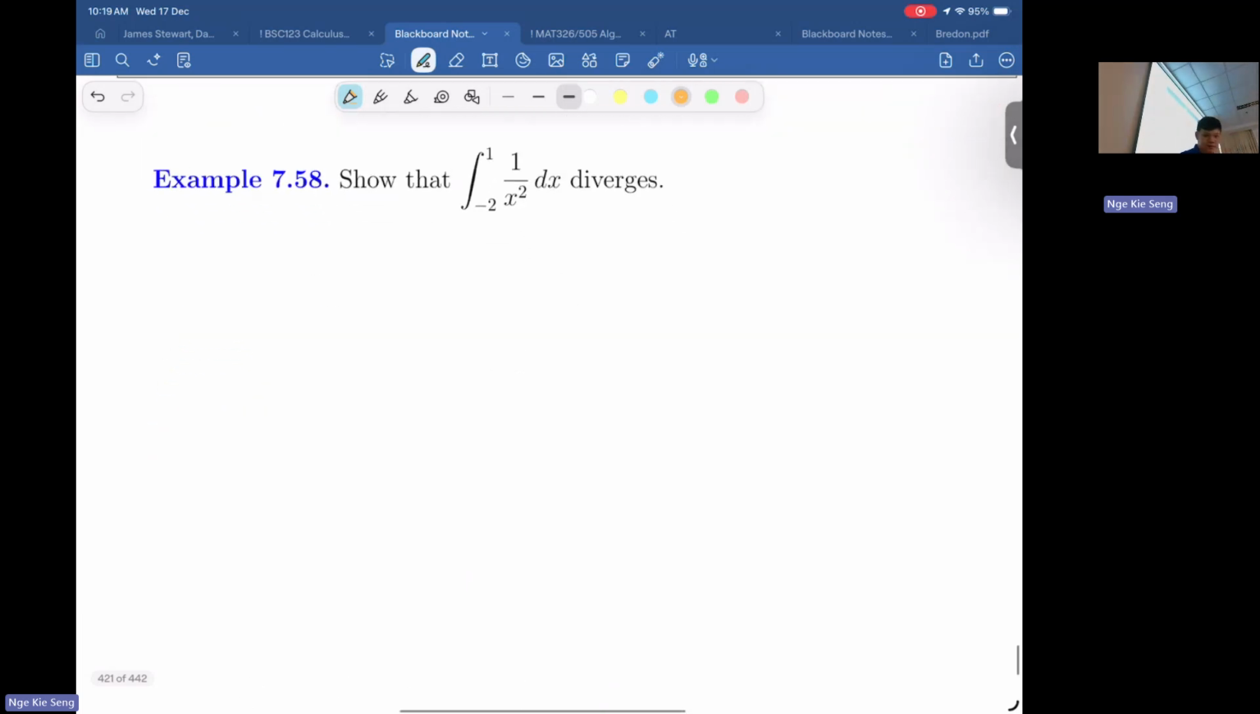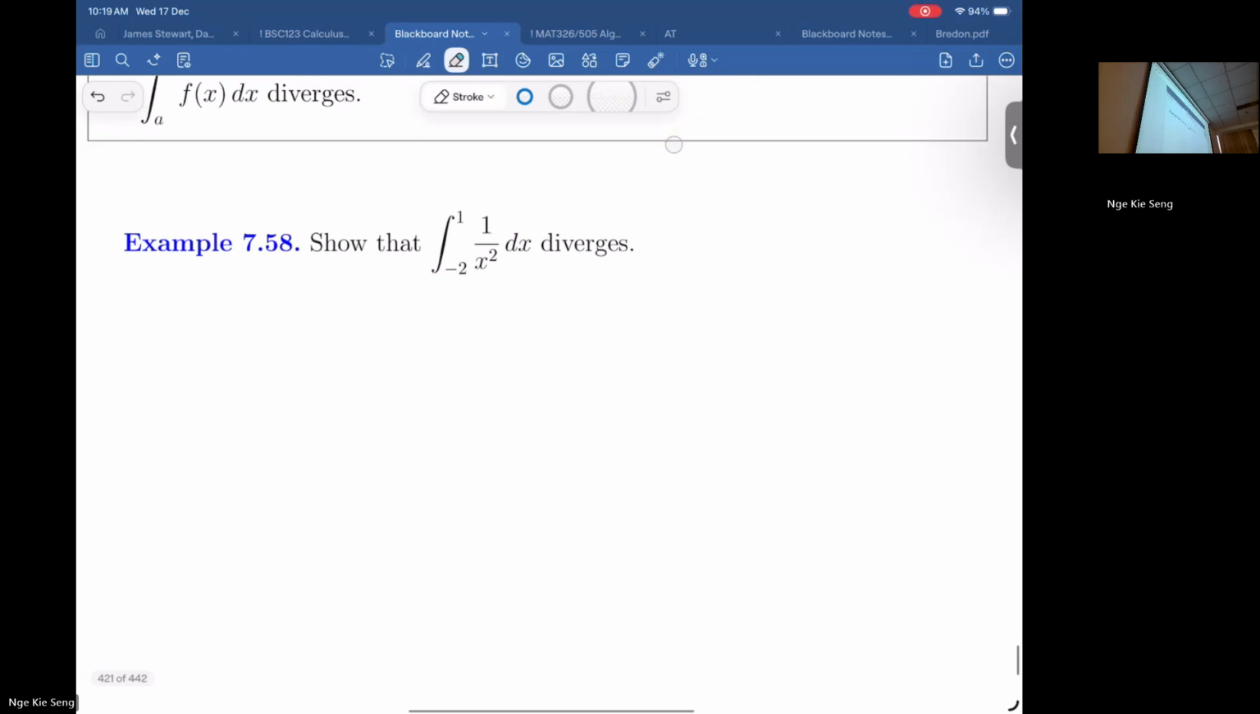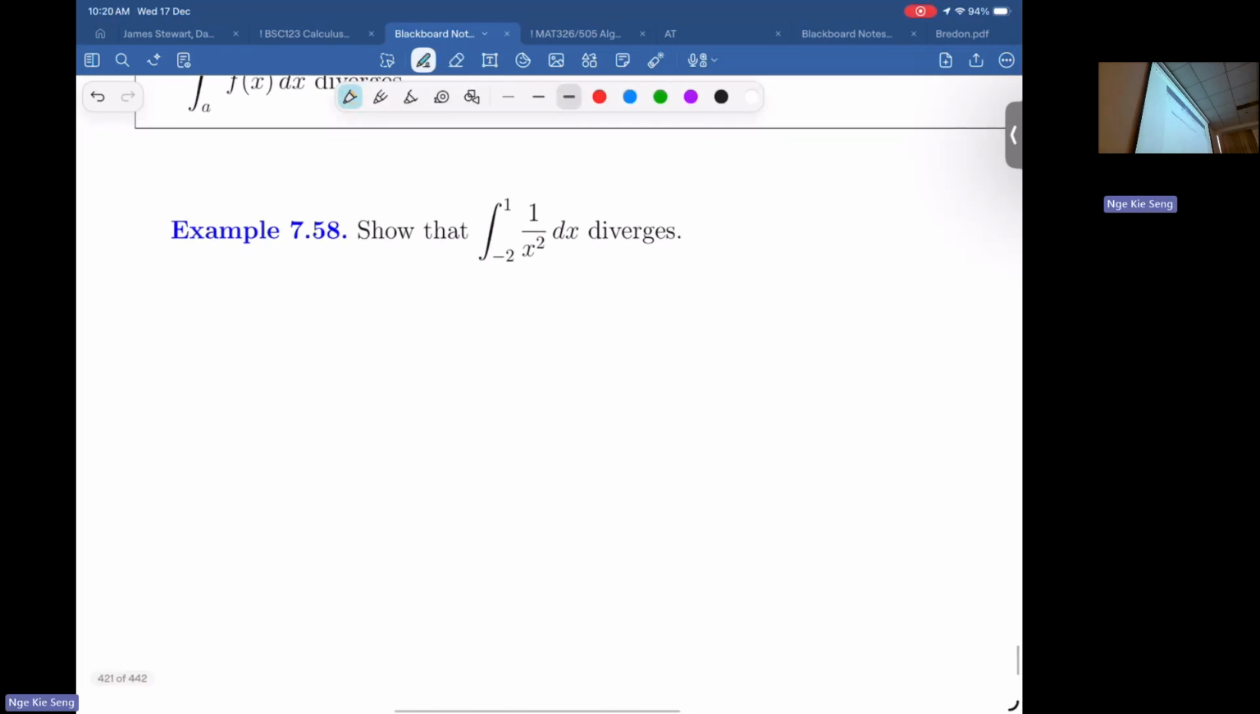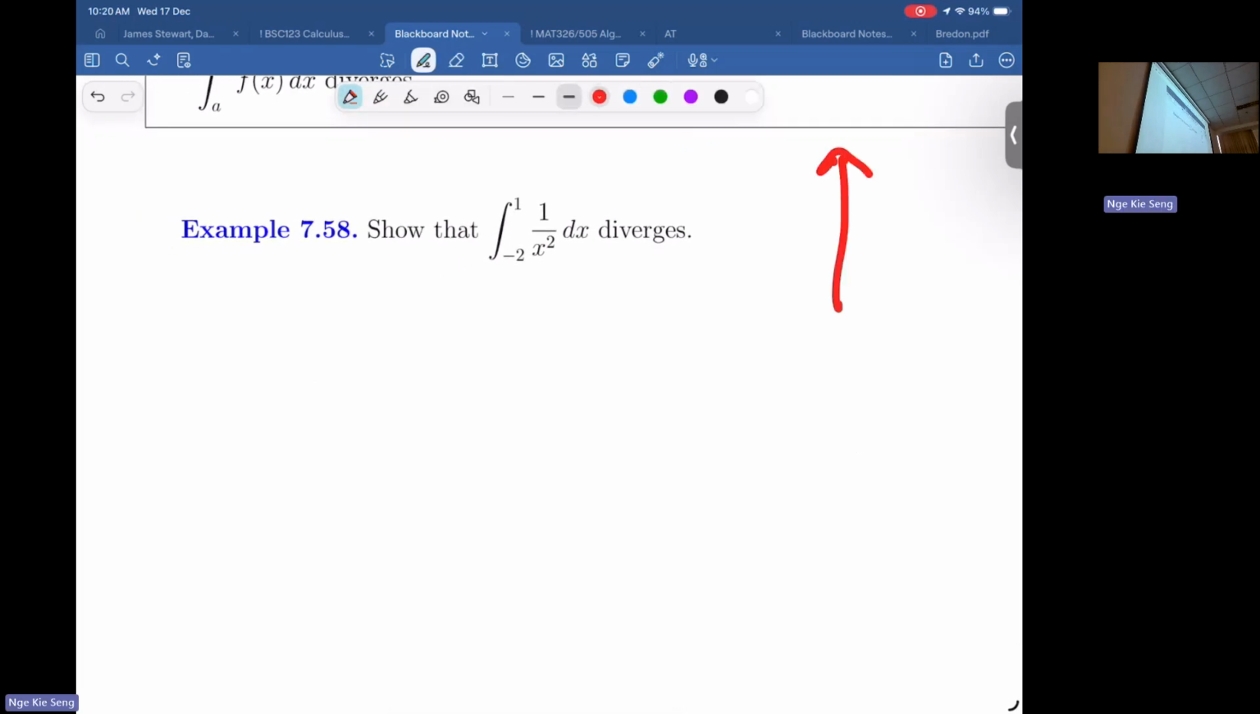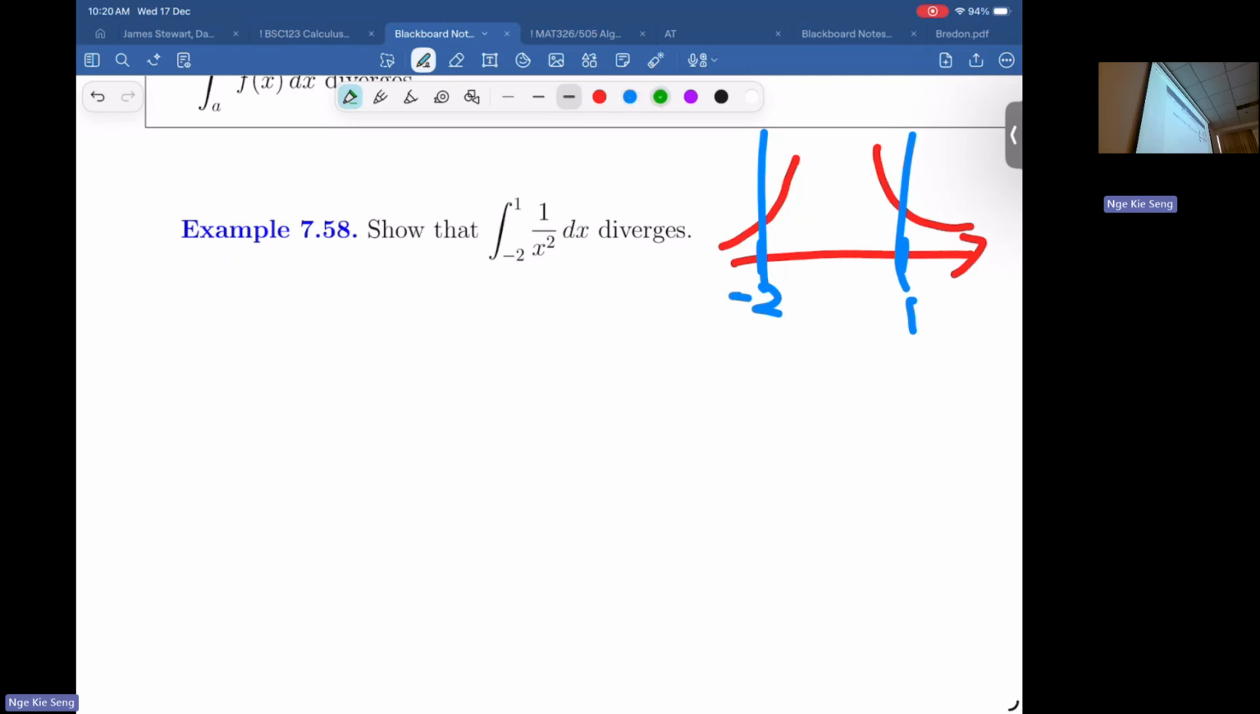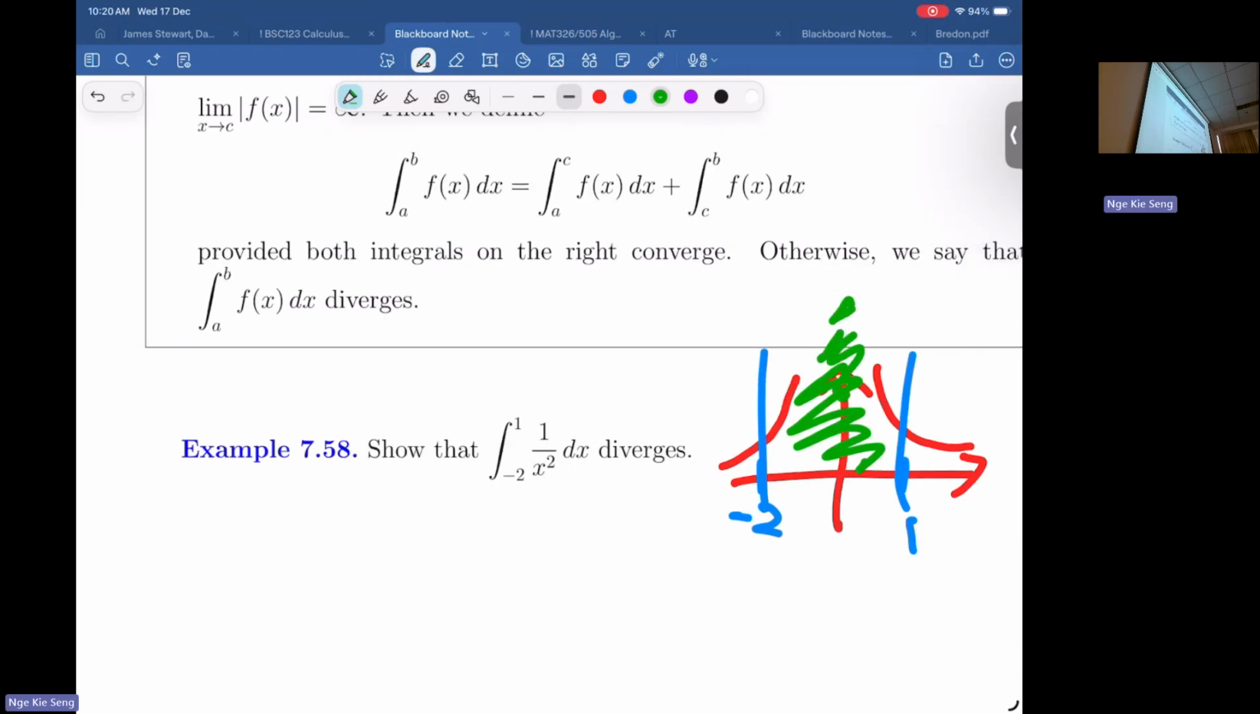So let's see one example. How are we going to apply this? We try to prove that this diverges. So the picture looks like this. 1 over x squared looks like this, and then minus 1 and 2 are here. So you are integrating a part that consists of the infinity area here. Looks like a Christmas tree.